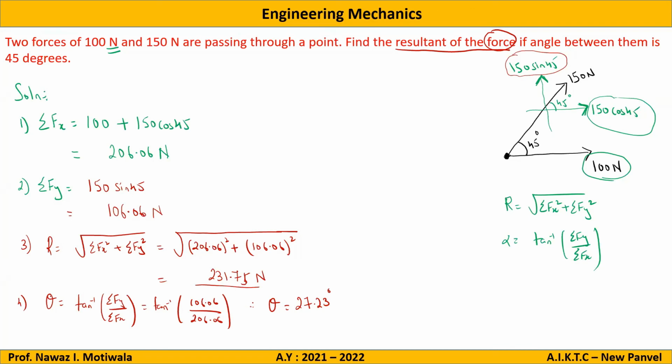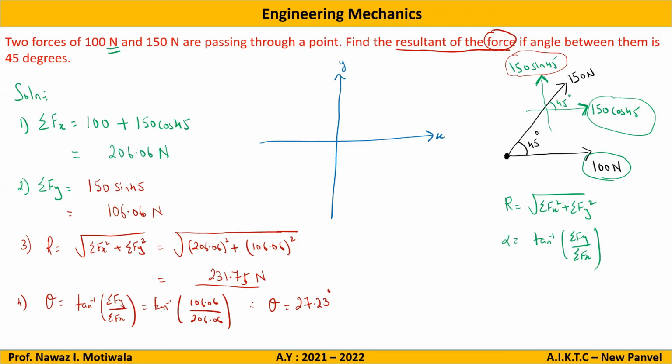So now this is perfect as far as the calculation part is concerned. But what the examiner expects is that you show the resultant graphically. Now how to make a resultant graphically? I will use another color so that it's easy to recognize. We will make one x-axis and one y-axis.